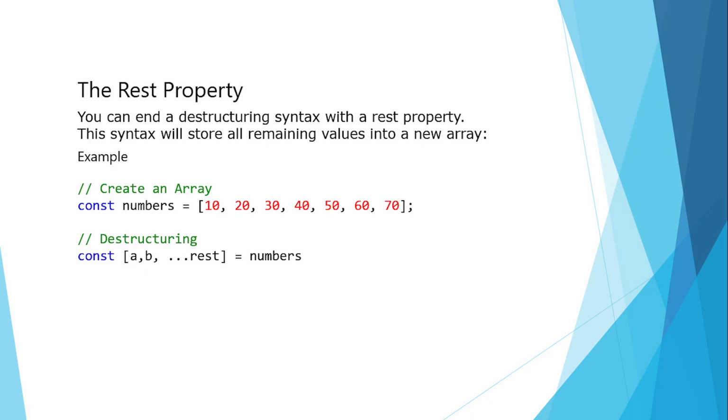The rest property. You can end a destructuring syntax with a rest property. This syntax will store all remaining values into a new array. For example, here we have created an array called numbers, and in destructuring we are using the rest operator, so it will copy all the remaining items from numbers into our new array.